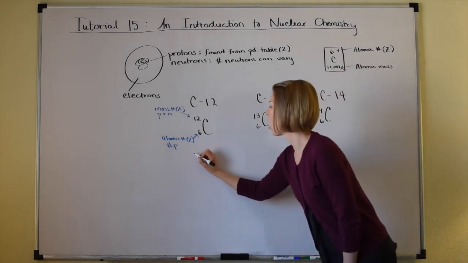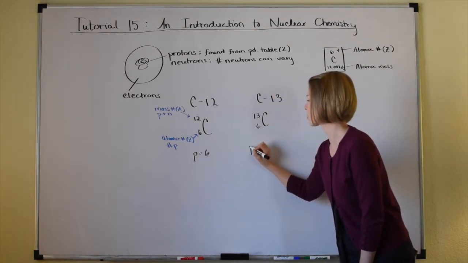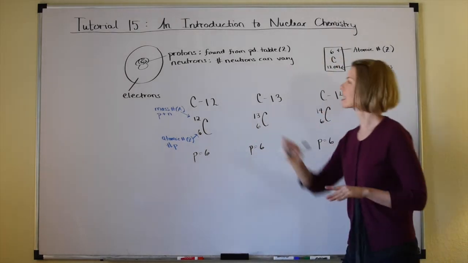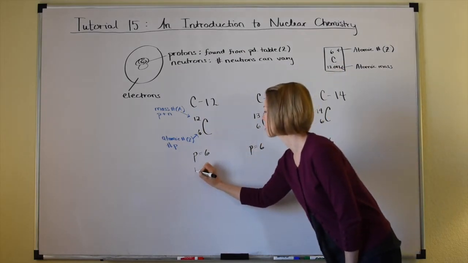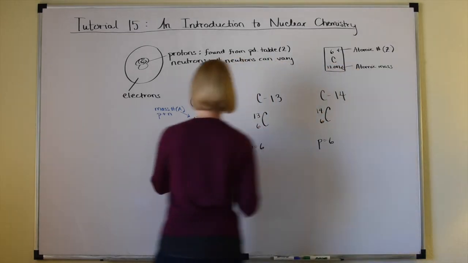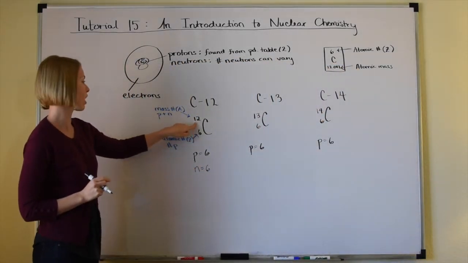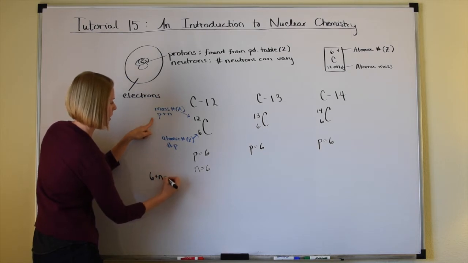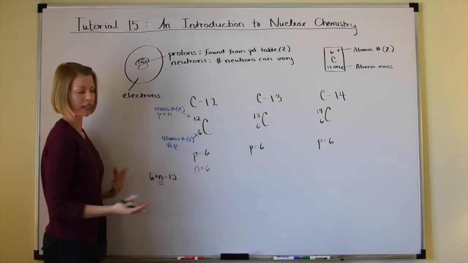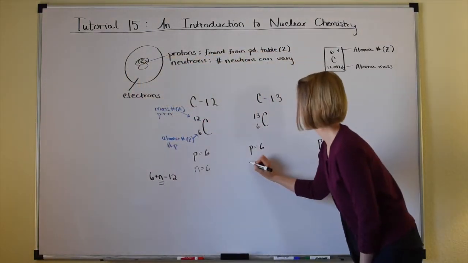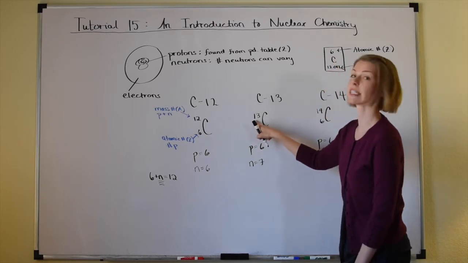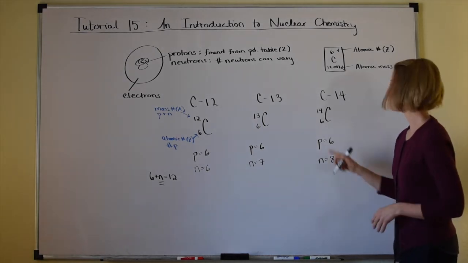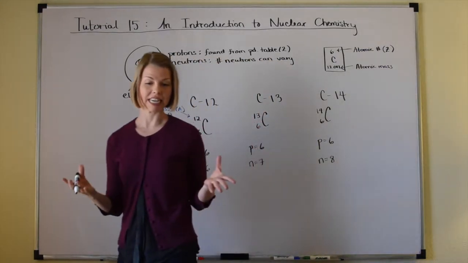So clearly, all of these isotopes of carbon will have 6 protons. Again, fundamental to the identity of the element. What varies is the number of neutrons. Carbon-12 must have 6, because remember that this is the sum of the protons and the neutrons. So you can think of that as 6 for the protons plus n equals 12. You're solving for n, which must be 6. Over here, n must equal 7. 6 plus 7 will give you 13. And for carbon-14, n must be equal to 8. 6 plus 8 will give you 14.